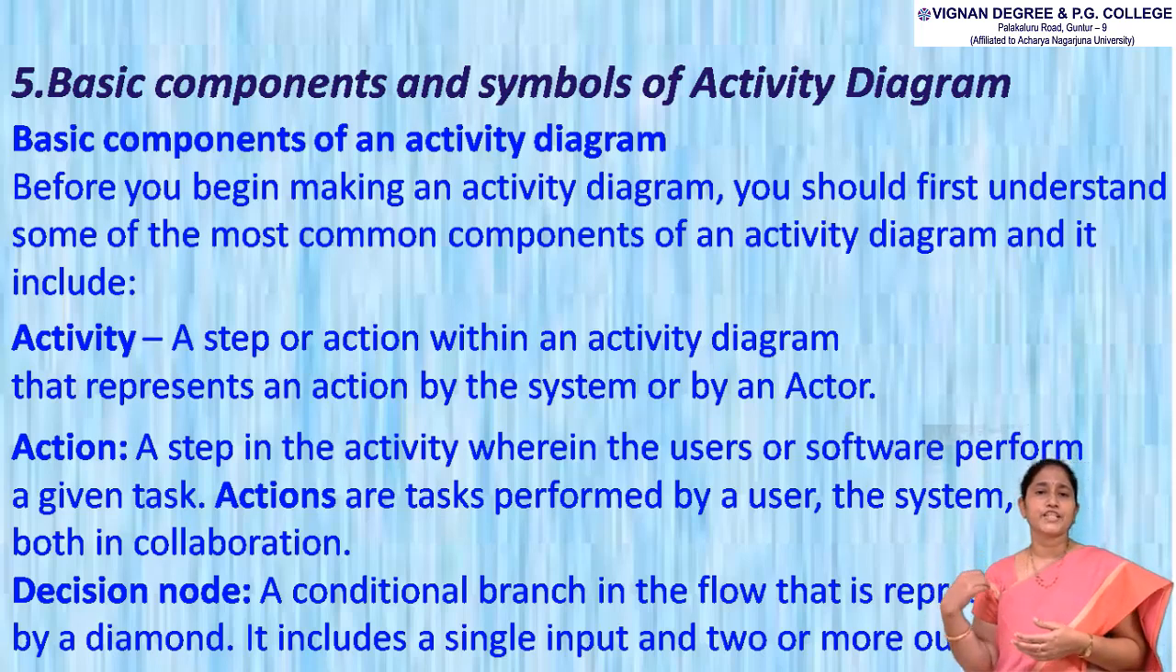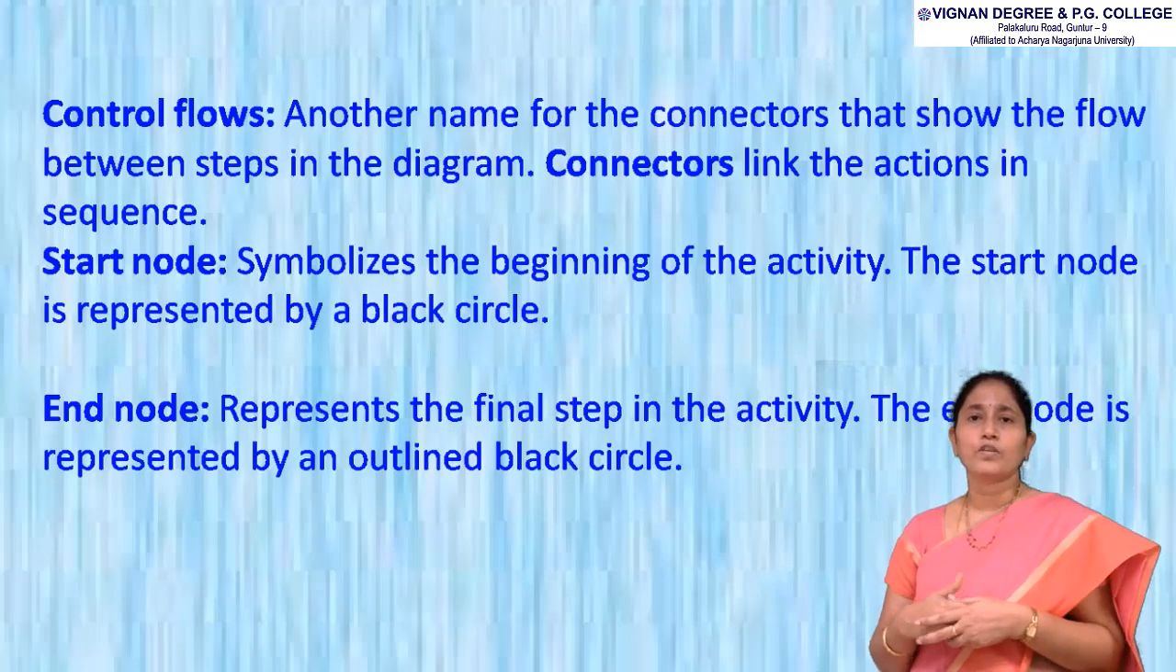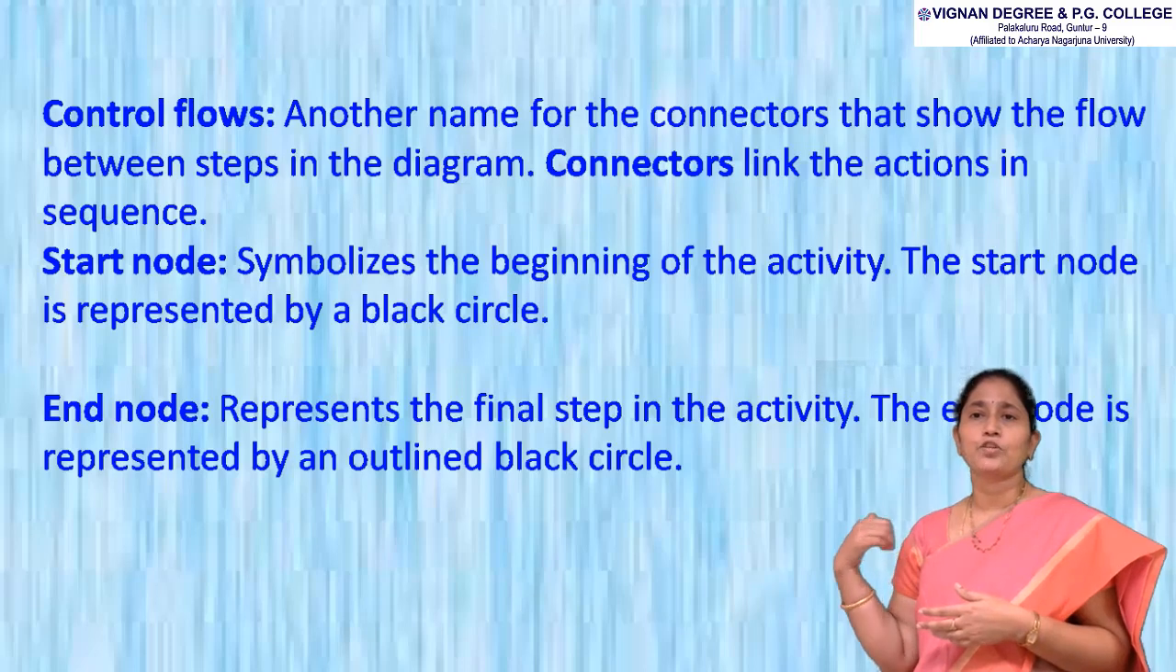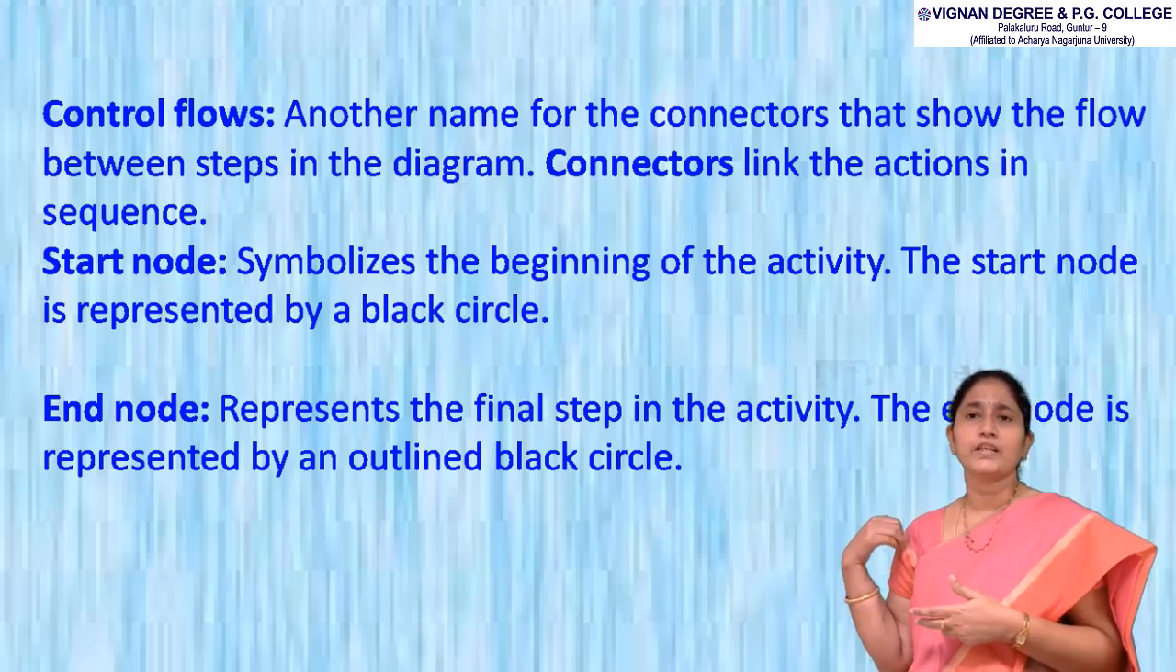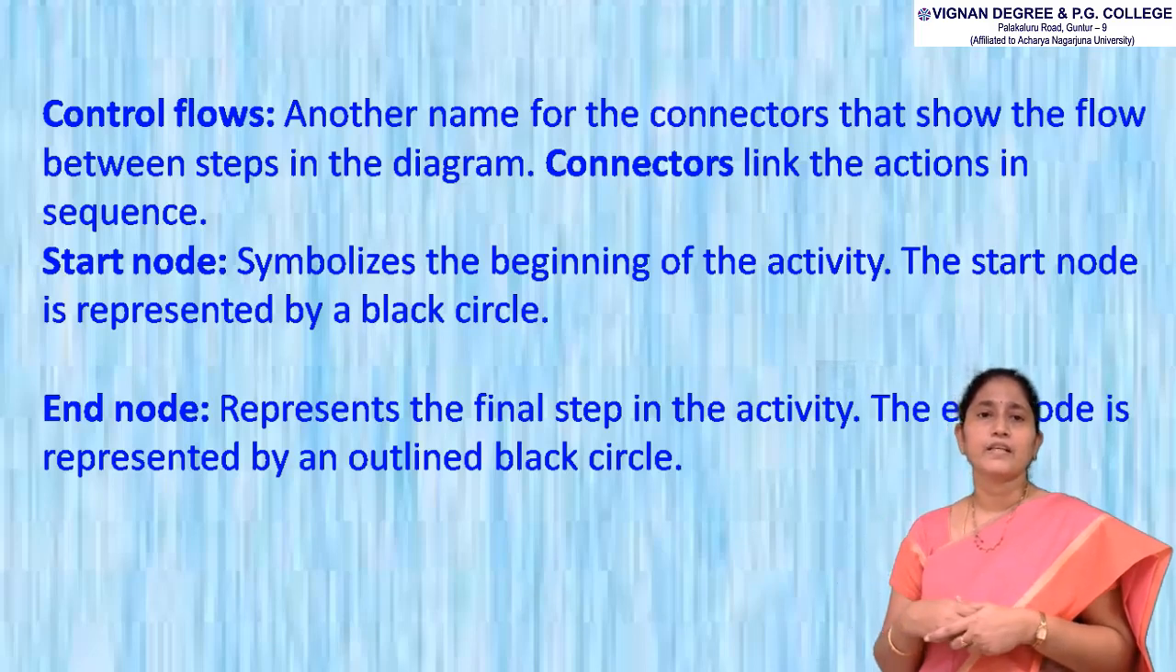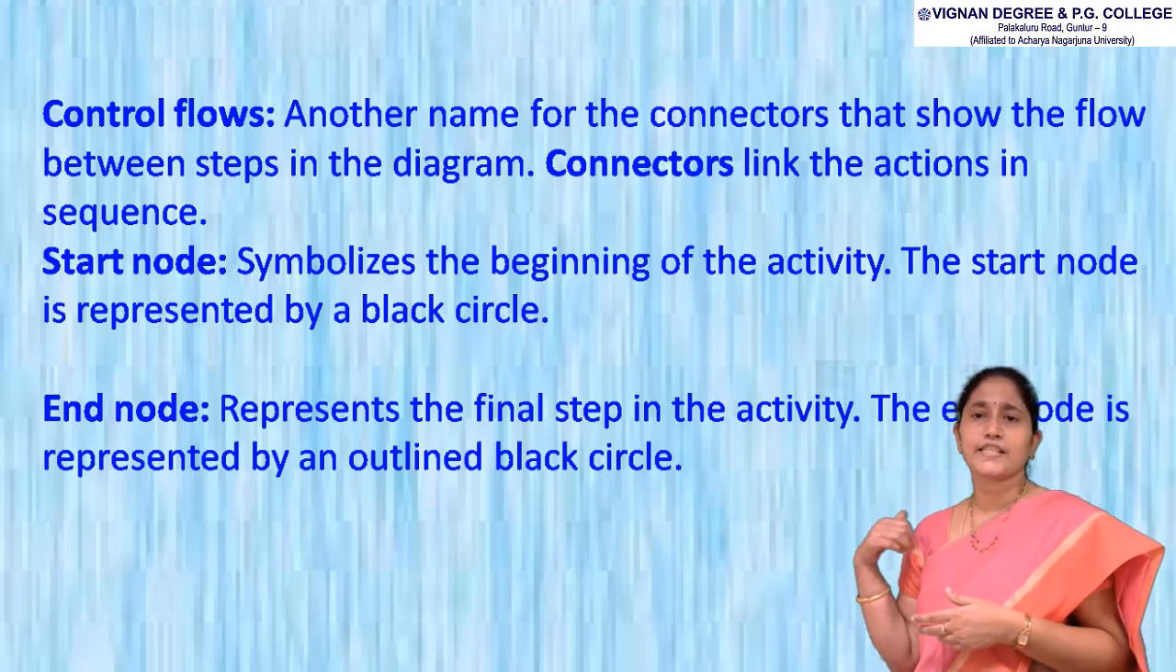The next one is the decision node: a conditional branch in the flow that is represented by a diamond symbol. It includes a single input and two or more outputs. The next one is the control flow, another name for the connectors that show the flow between steps in the diagram. Connectors link the associated actions in a sequence. Then the start node. This is the starting node for any activity diagram, and it is represented by a black circle. And the last one is the end node.